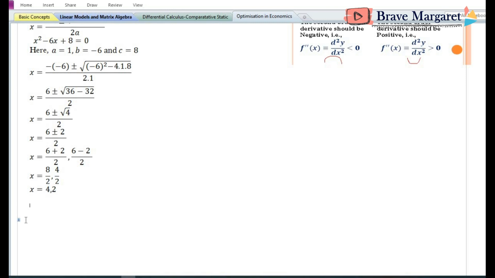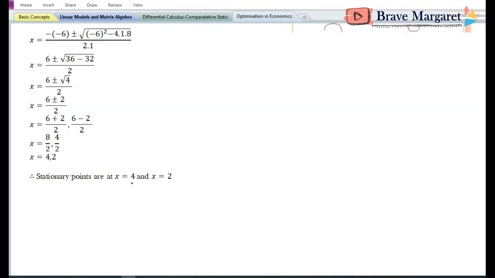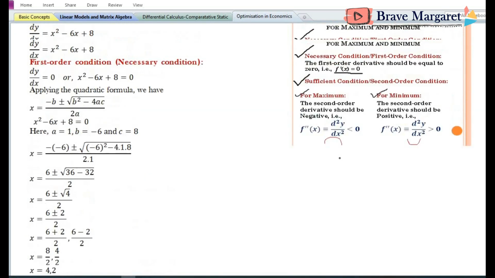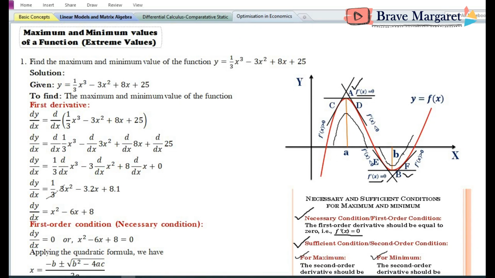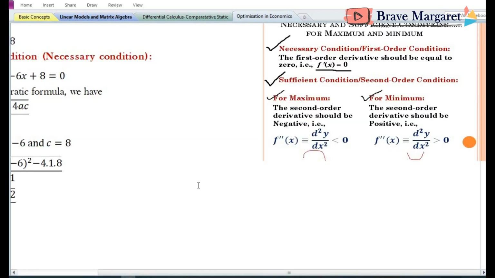Therefore, the stationary points at which the function is either maximum or minimum are at x equals 4 and x equals 2. So we have found the stationary points, that is the values of x at which the function is either maximum or minimum. We have completed the first order condition.